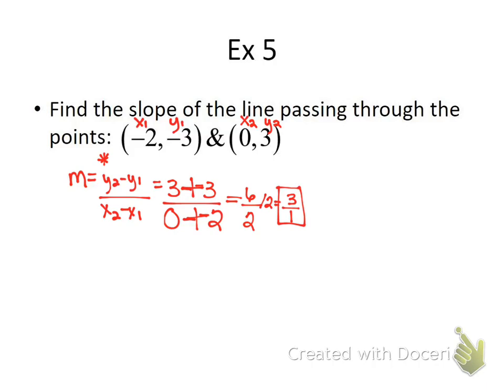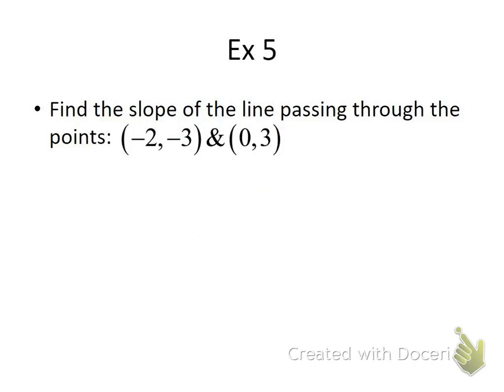So when you go to take a quiz over this on Friday, what I'm going to look to see is that you have your m to show me you're finding slope, that you have your y2 minus y1, x2 minus x1, that you have your answer, and that you simplified if necessary. Okay, so that's example number 5. Let's take a look at example number 6.